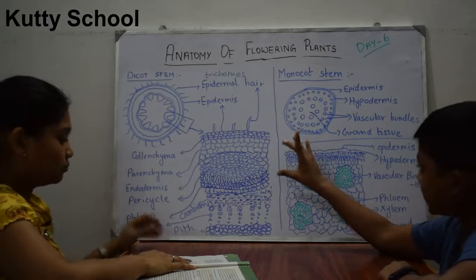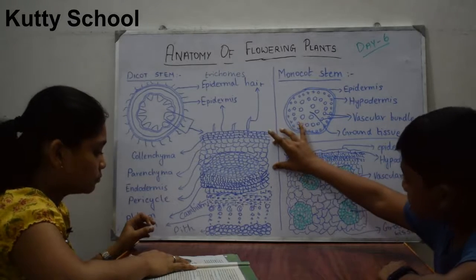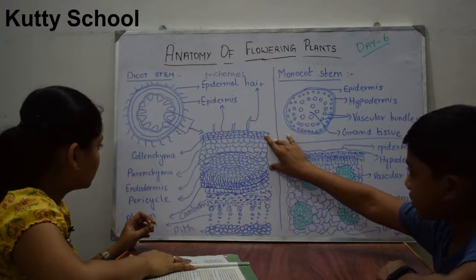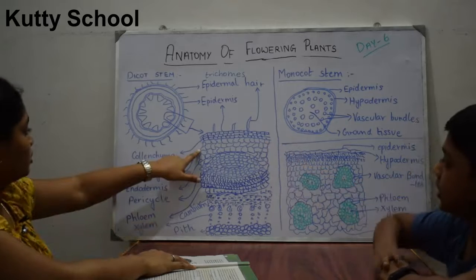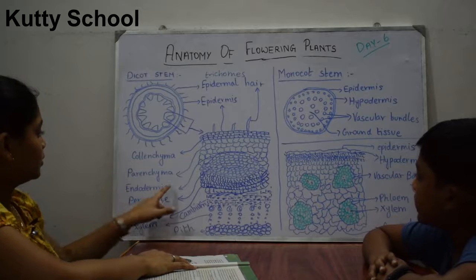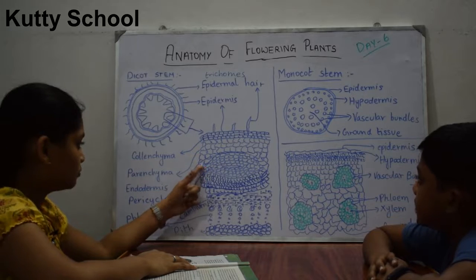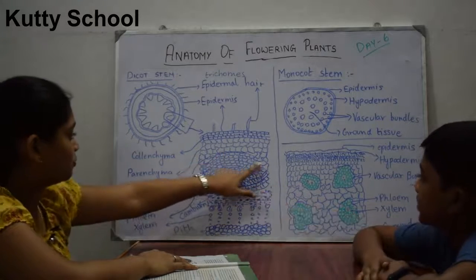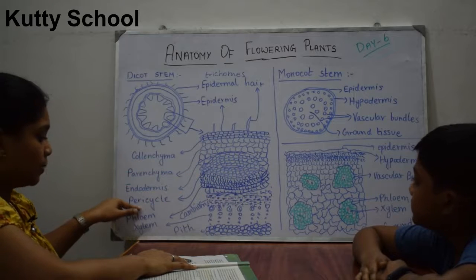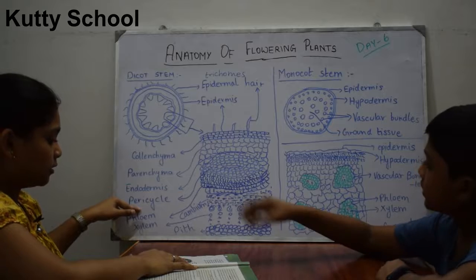The next layer occupies a bit more space. That is parenchyma. Yeah, this one is parenchyma, and this is endodermis, surrounding this one, and inside that it is pericycle.